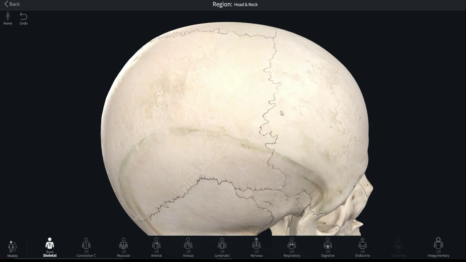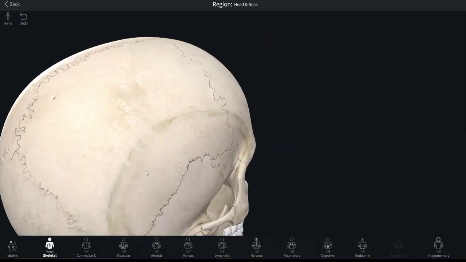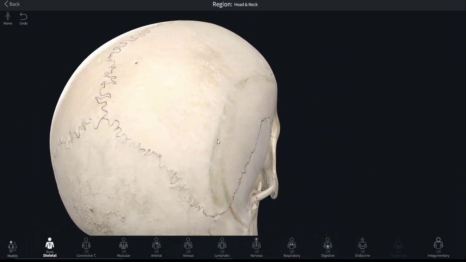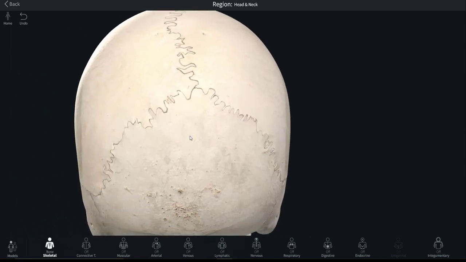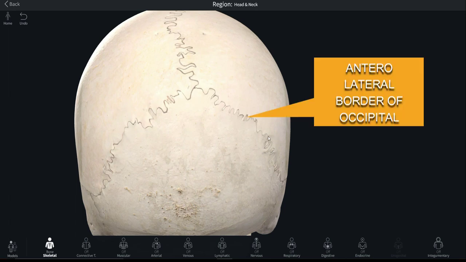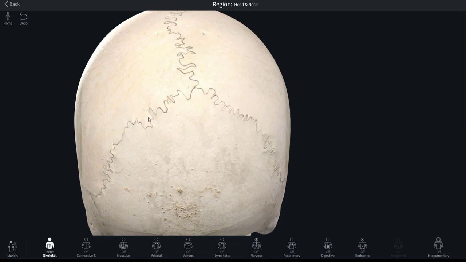Now, how about the posterior border? The posterior border is obviously this one, and this is articulated to the anterolateral borders of the occipital bone, as I have already said before, right? So these are the anterolateral borders of the occipital bone, and they are articulating along with the superior border. They are forming the lambda, which is the meeting point of these bones over here.